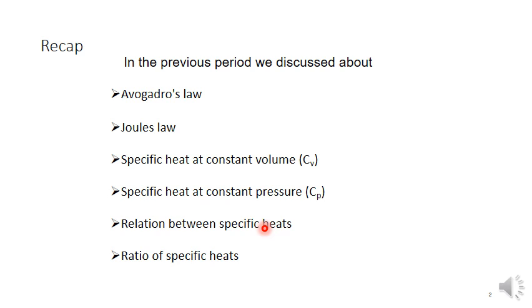R is equal to Cp minus Cv, and the adiabatic index is the ratio of specific heats, that is, gamma is equal to Cp by Cv. So, if you solve the two equations, we will get Cv is equal to R divided by gamma minus 1, or Cp is equal to gamma R divided by gamma minus 1. So, these are the relations between the specific heats and the gas constant.